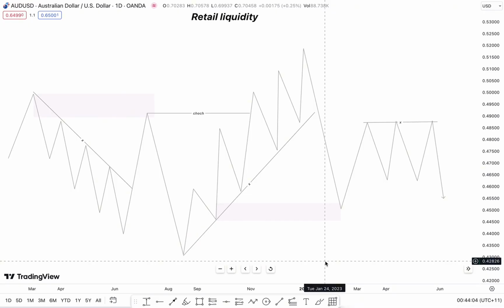So, what's retail liquidity? Apparently, the majority of traders trade based on retail patterns like trend lines, indicators, and support and resistance. And this is one of the biggest reasons for manipulation in forex or in retail trading, because smart money traders, for example banks and other institutions, trade against retail traders, right?